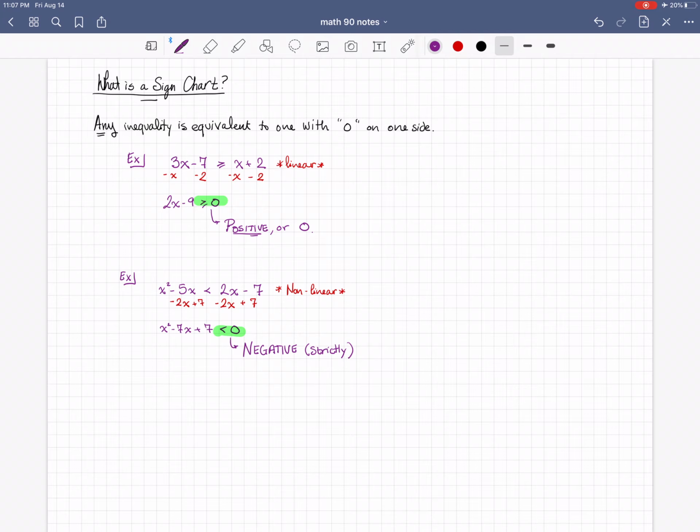In other words, what we're seeing here is that any inequality boils down to the question: when is some expression positive and when is it negative?